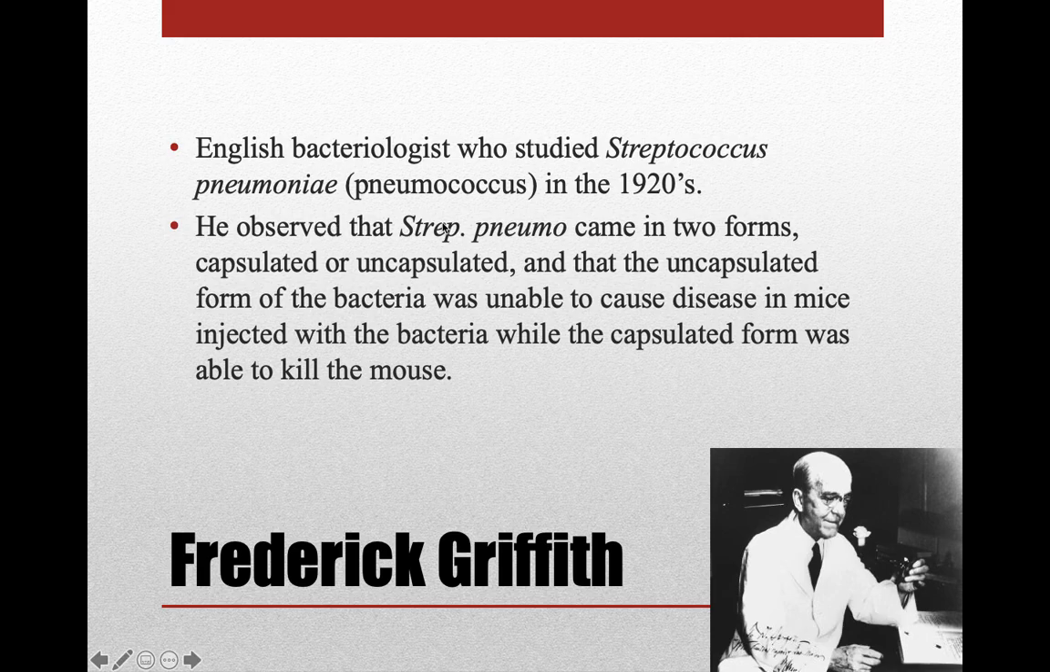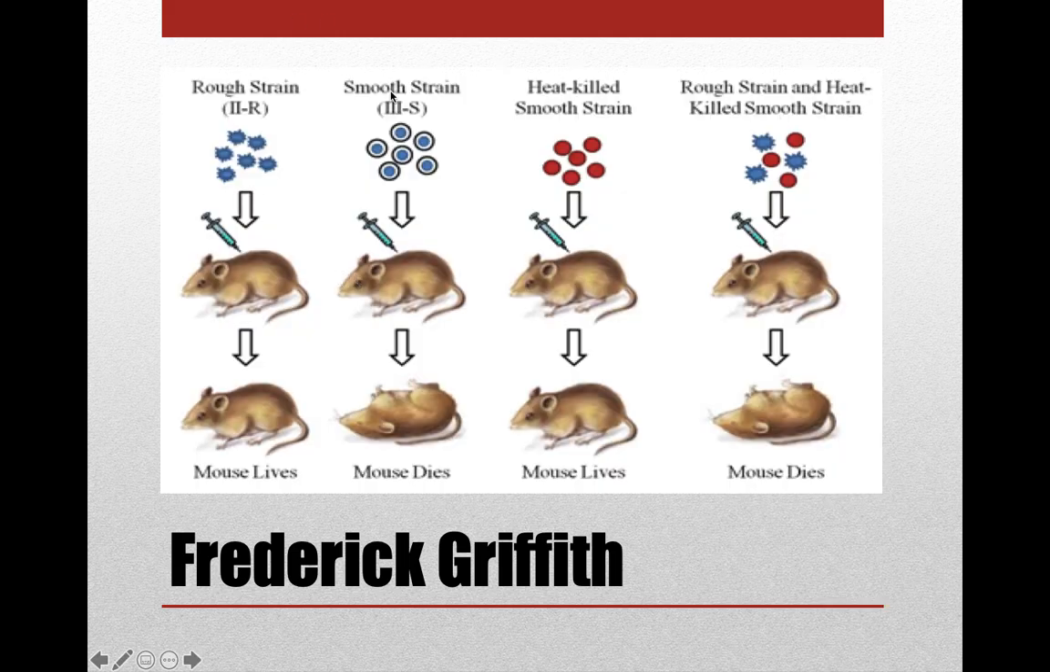Now, he wanted to figure out what the difference between the two cells was. What was causing this disease? Was it the capsule or something like that? So he did a very interesting experiment. He termed these two strains the rough strain, the cell that lacked a capsule and was totally unable to kill mice, and the smooth strain, the strain that had that capsule. So what he did was he took the rough strain of bacteria, put it in a syringe, and injected it into a mouse.